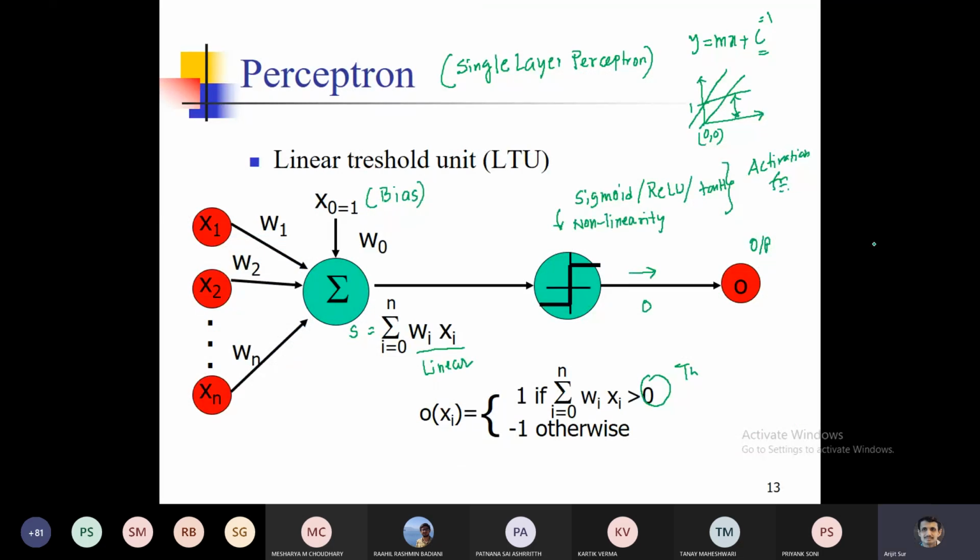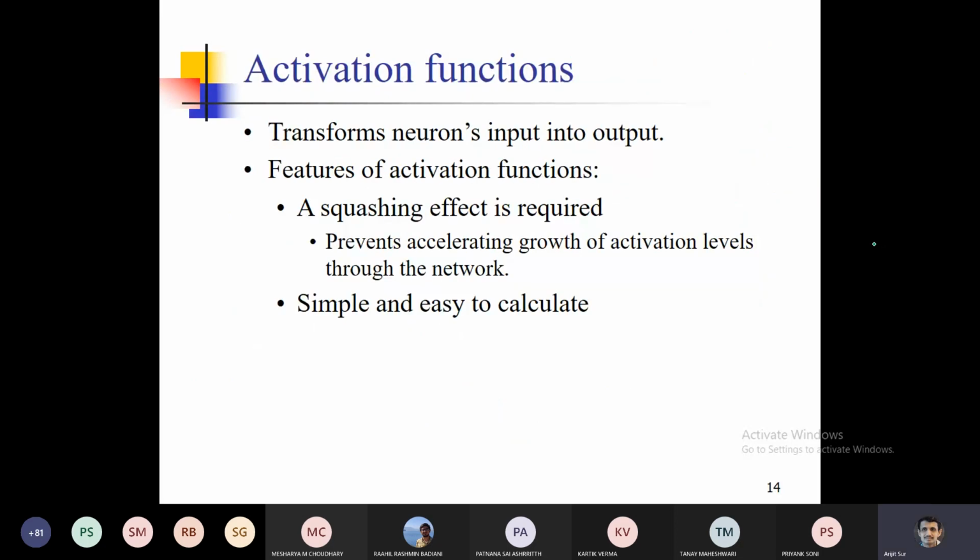Okay, so this is the thing. Now what we said, what we are doing: the activation function transforms neuron input to output. So it's a kind of a switch. As I said, we have this. This is input. This is bias. So this is the summation. This is the end of activation, and this is the activation. So it's a kind of switch.